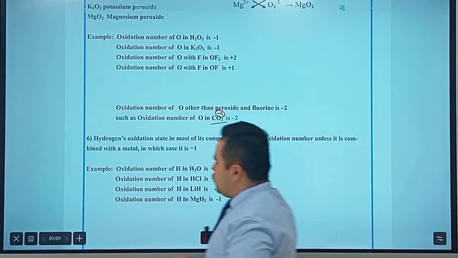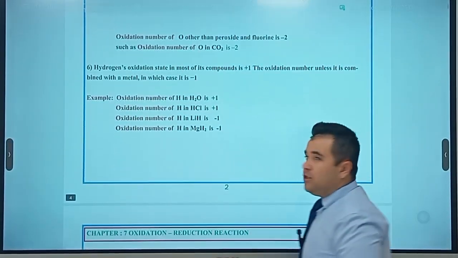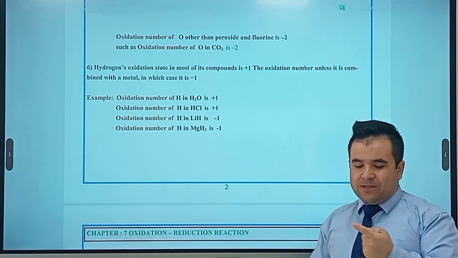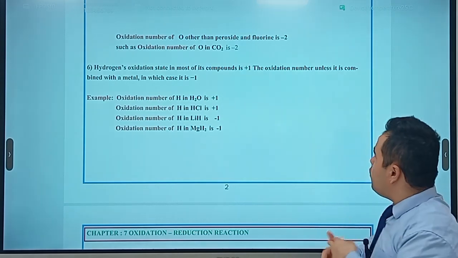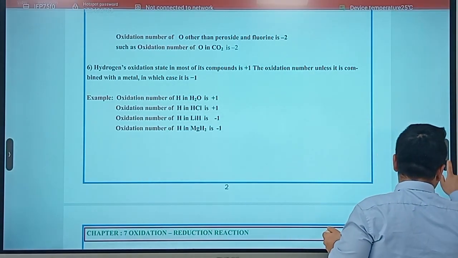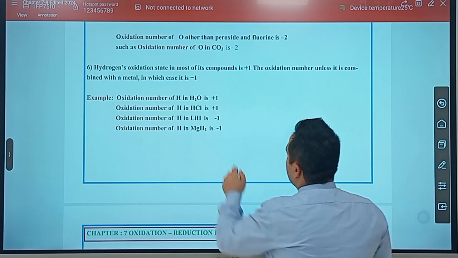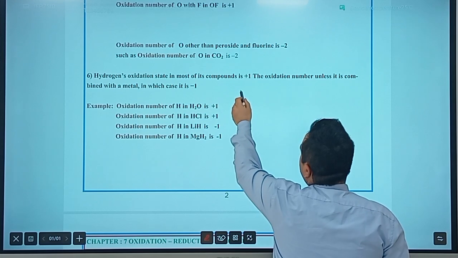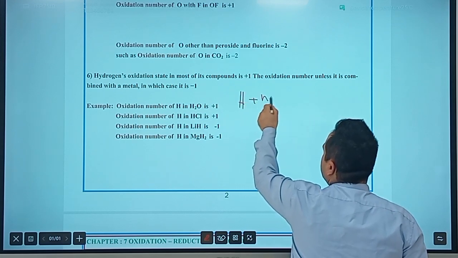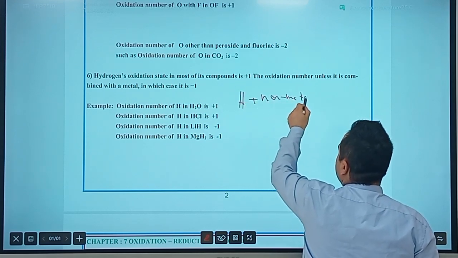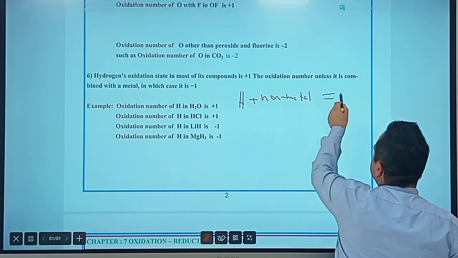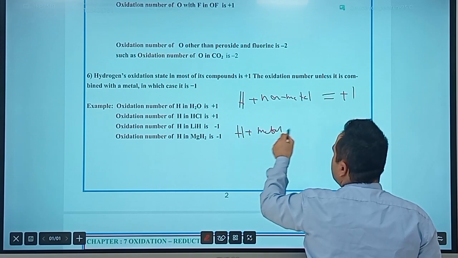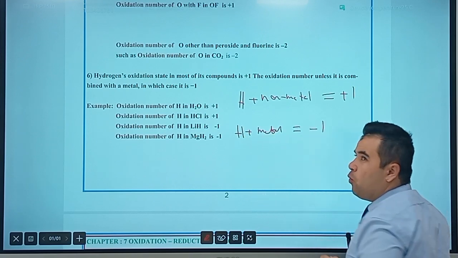How about the hydrogen, guys? Hydrogen has two oxidation states, guys. The +1, positive 1, or -1. The positive one is the usual case with the nonmetals. Whenever the hydrogen comes with a nonmetal, or is bonded with the nonmetals, its oxidation number is +1. When the hydrogen reacts with the metals, the oxidation number becomes -1.